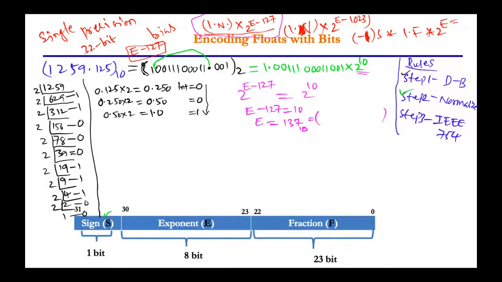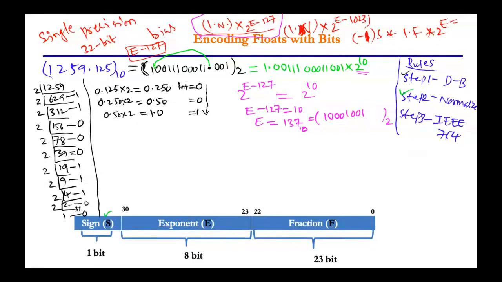So simply, what we did here gives the result. The binary value of 137, if you compute, you find 1 0 0 0 1 0 0 1. So this is the binary equivalent. Now you can fill in this IEEE 754 format.